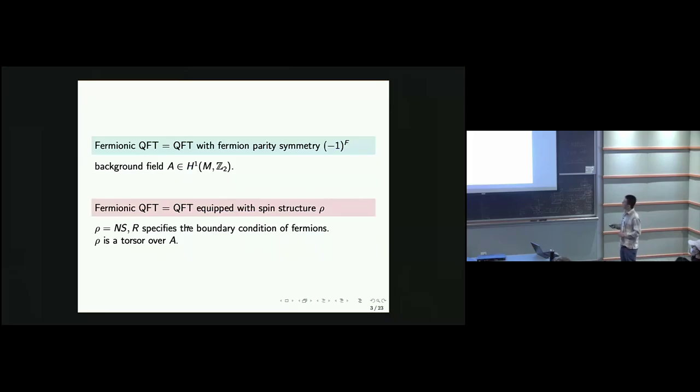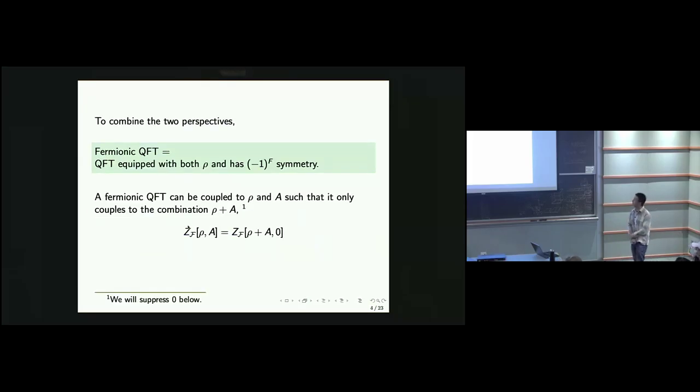And so this conference is an interplay between different communities, so I think it's better to combine them and say that the fermionic quantum field theory is a quantum field theory equipped with both the spin structure and the fermion parity symmetry. And if you couple to the background fields for both of them, then their background fields are not completely independent, so they depend on the combination.